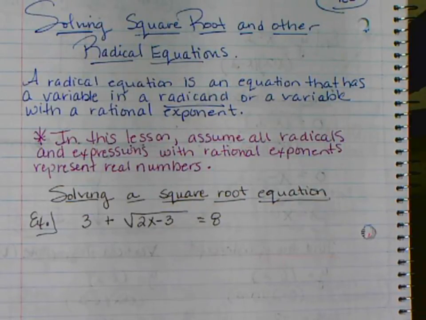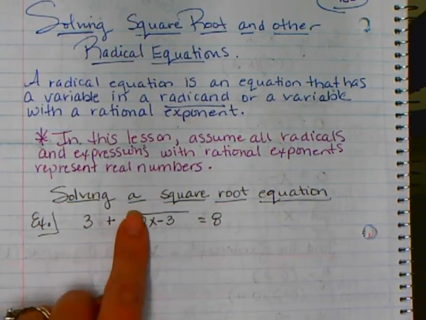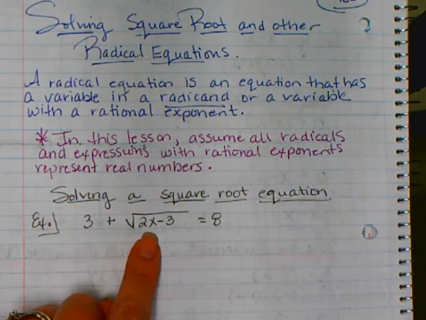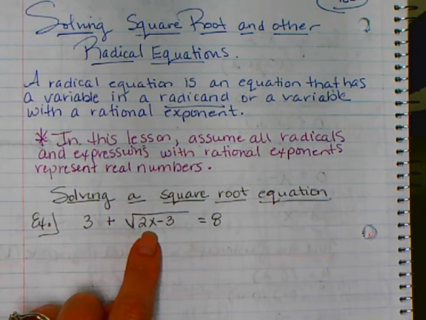Alright, so just because you see an equation that has a radical sign in it, that does not mean it's a radical equation. To be considered a radical equation, you have to have a variable in the radicand. Like in this example, our radicand is 2x minus 3. That's what's under the radical, right? If I just had square root of 2, I could just simplify that without doing anything special. But because that variable's in there, we call it a radical equation, and so you got to do something special.